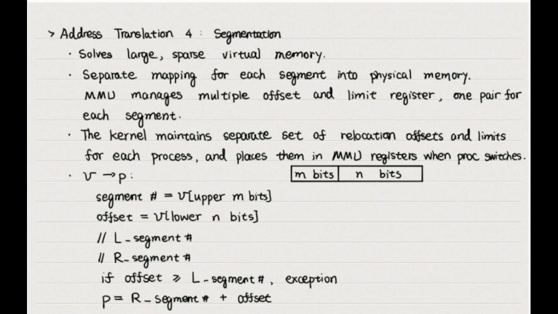The MMU manages 3 pairs of limit and relocation registers, 1 pair for each segment. Since each process has its own virtual memory, the kernel must maintain separate sets of relocation offsets and limits for each process, and it is responsible for placing them in MMU registers when processes switch.